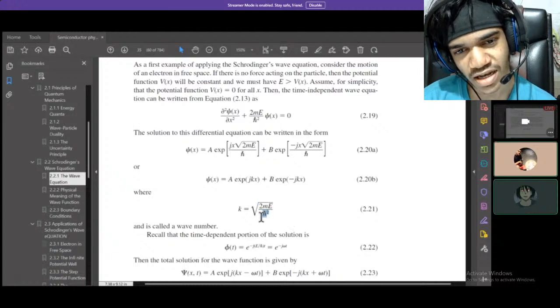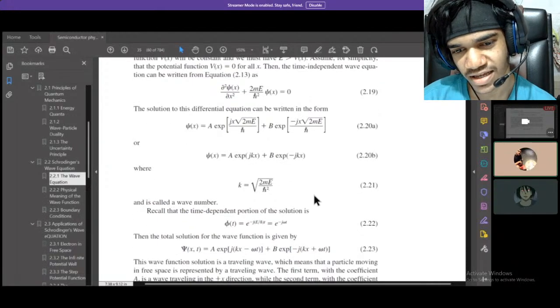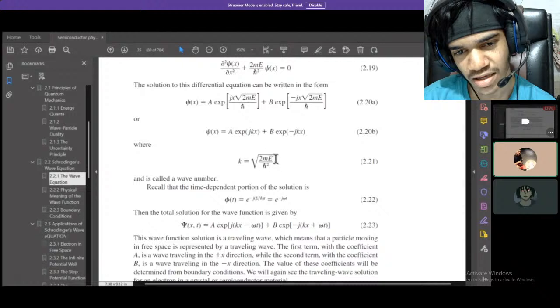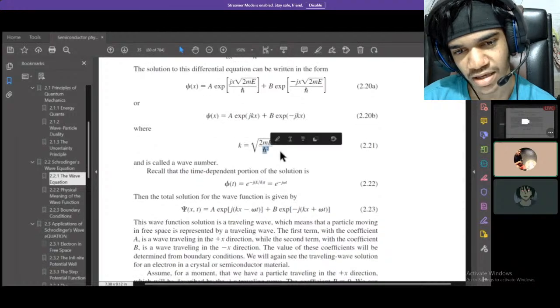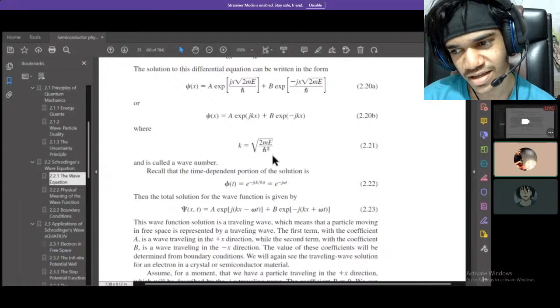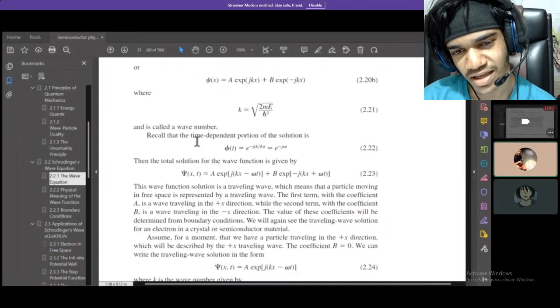You know what is h dash? You know what is h dash? No. Yeah, h by 2 pi. Yeah, I got to know this from Feynman. It basically has a special name, Planck's constant. No, no, Planck's constant is different, it is reduced Planck's constant. It has a name in front of it.